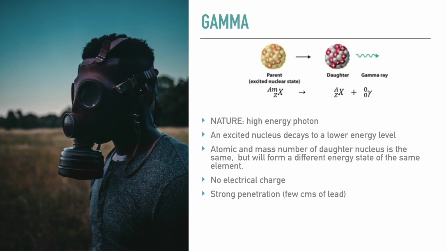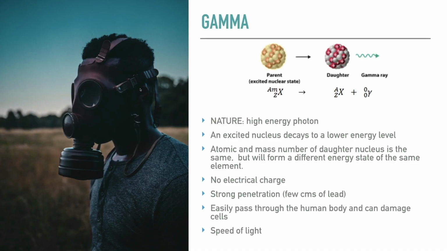But it's highly radioactive, and that's why they put radioactive waste into lead, because it absorbs the gamma radiation. It can easily pass through the human body and can damage cells. So whilst it's not ionizing, it's got extremely high energy, and that can damage our body cells. And it travels at the speed of light. So there is the information about gamma radiation.